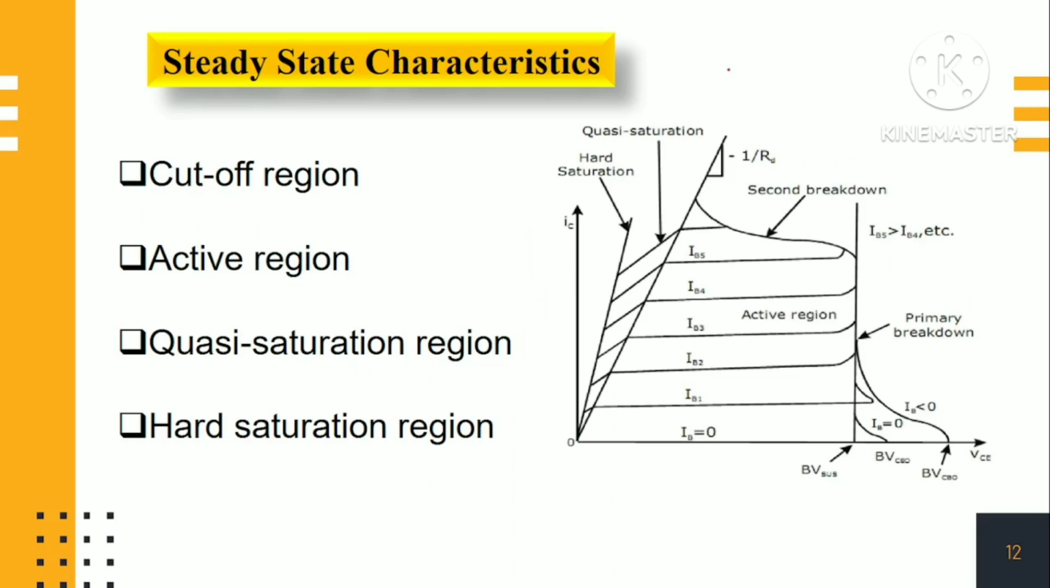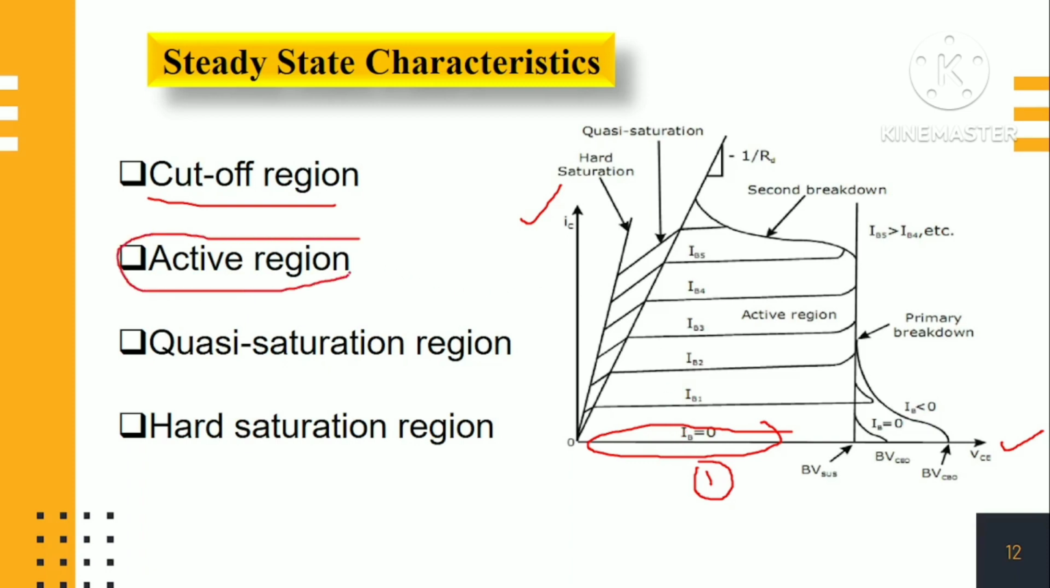Now coming to the static characteristics. This is the graph of output collector current versus collector to emitter voltage, which is called the static characteristics, and it has four regions. The first region is the cutoff region, the bottommost portion, where nothing is happening. The second region is the active region, this entire area.